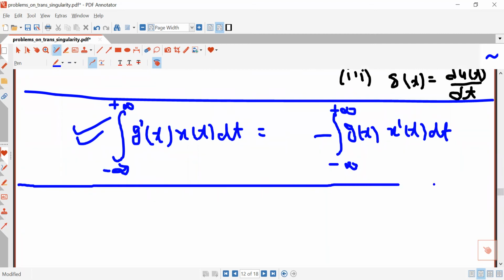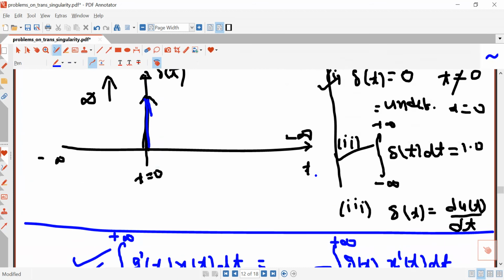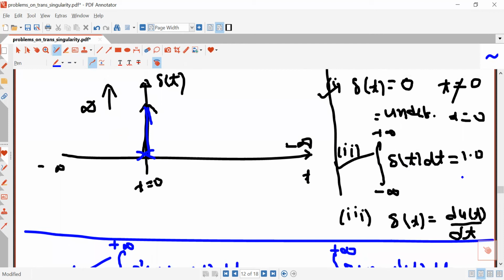And the second thing you must remember: the impulse signal is not defined at t equal to 0. At t equal to 0, you cannot define the amplitude of the impulse signal. For any other value of t, its amplitude will be 0, but at t equal to 0, it will be tending toward infinity. So you must remember this.